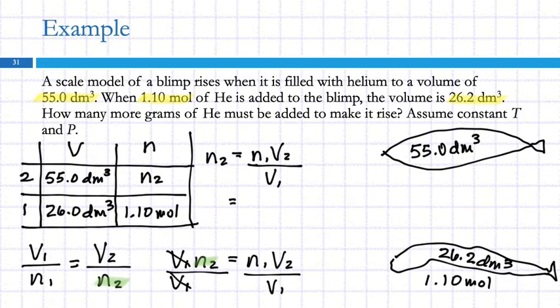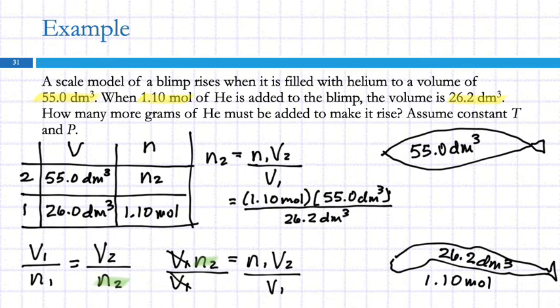So let's plug our numbers in. We've got 1.10 moles. Volume 2 is 55.0 cubic decimeters. Volume 1 is 26.2 cubic decimeters. But we should write the units in there because I wouldn't put it past the book to give you one of these in cubic centimeters and one in cubic decimeters. And if you don't write them down, you may not notice that they're not going to cancel. But these do cancel.